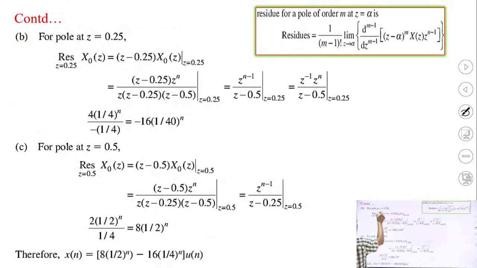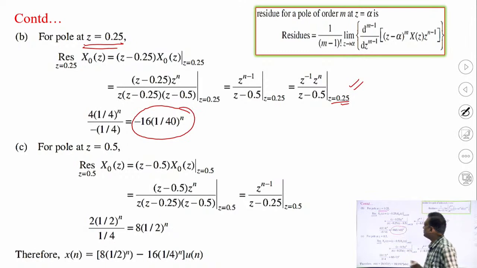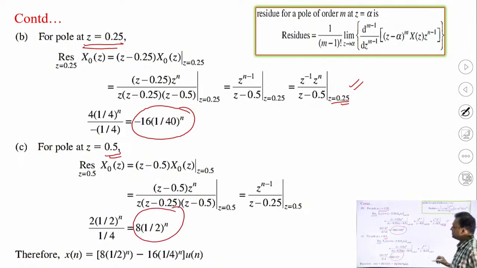Similarly, for z equals 0.25 we have calculated it and we get this final value. When we put z equals 0.25, we get minus 16 times (1/4) to the power n. Similarly, for the pole z equals 0.5, we get the value 8 times (1/2) to the power n. Now we add up all these residue values, so this is our sequence. This is the final result for applying the residue method.